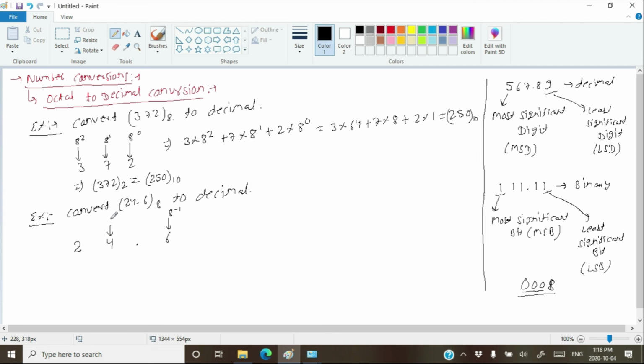Then you assign different weights like 8 to the power 0, 8 to the power 1. Now what you do, you multiply these digits with given weights and add all of them. 2 into 8 to the power 1 plus 4 into 8 to the power 0 plus 6 into 8 to the power minus 1 is equal to 20.75 in decimal. So 24.6 in octal is same as 20.75 in decimal.